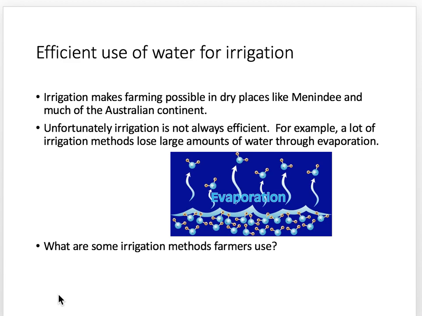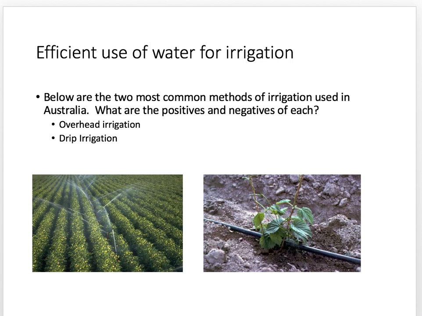Irrigation makes farming possible in places like Menindee and much of the Australian continent. However, it's not always efficient. For example, a lot of irrigation, like flood irrigation methods, loses large amounts of water through evaporation. Let's have a look at some forms of irrigation.